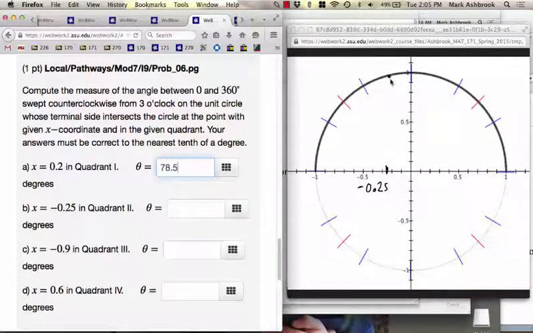Okay, there are two points: one in quadrant 2 and one in quadrant 3. So we want this angle here, the quadrant 2 angle. That takes us 0.25 radius lengths to the left. Or sorry, the point on the circle.